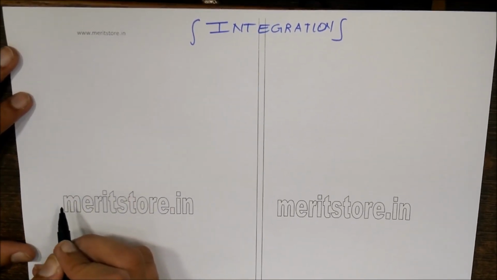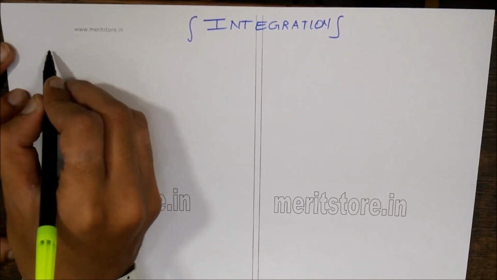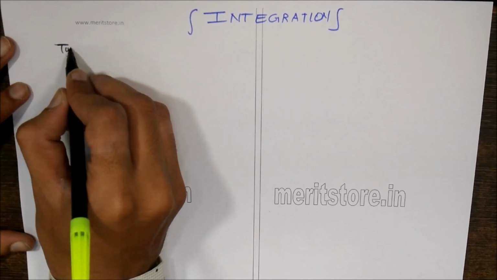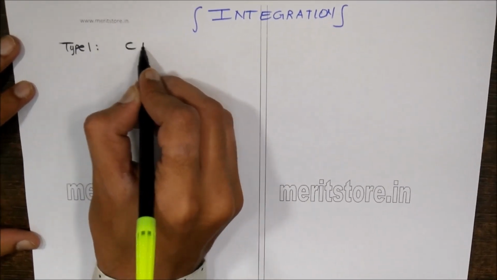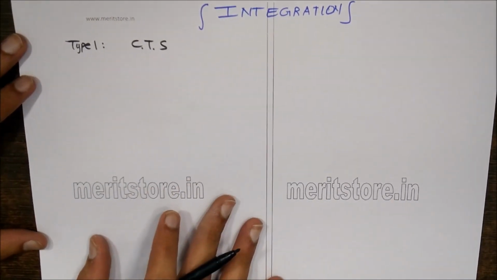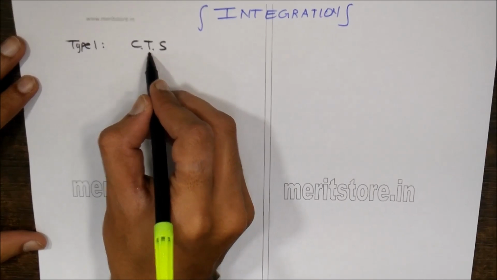We are starting with integration. Today we'll be learning the type 1 problems of integration. The type 1 of integration is categorized as CTS. CTS stands for completing the square type. The CTS is divided in 3 sections.